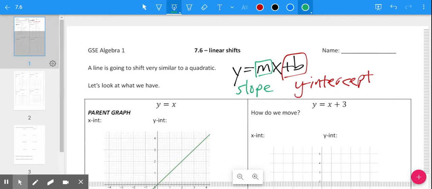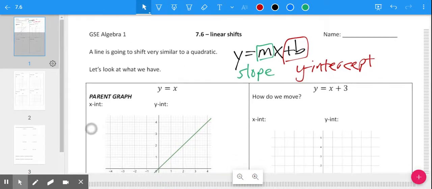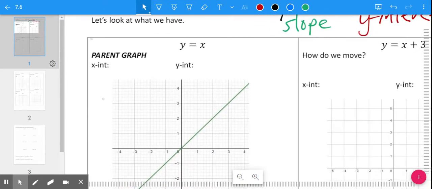So on this first line, our parent function, y equals x, it has a y-intercept of (0, 0) and an x-intercept of (0, 0). So the rest of the problems on this page, we're going to be exploring what happens to your line when we add or subtract from different parts of the equation.